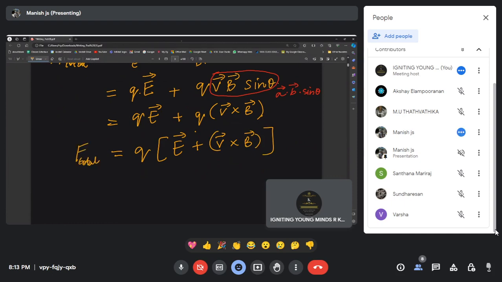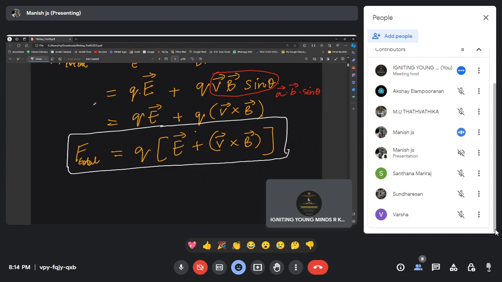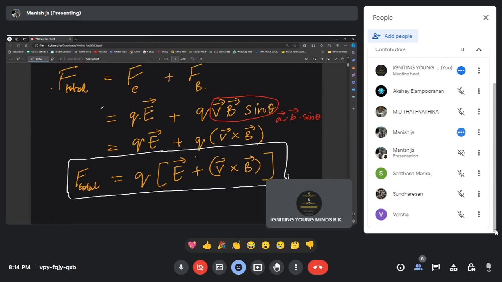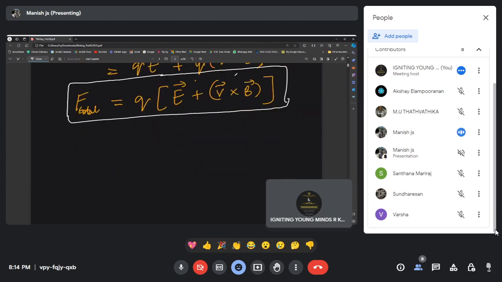This is how we represent it. I hope this part is now clear. What is Lorentz force? How you can express Lorentz force for a charged particle. So we have now learned this concept. This is the expression for Lorentz force.